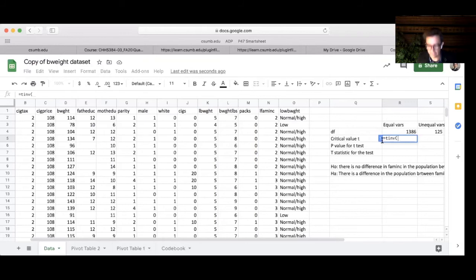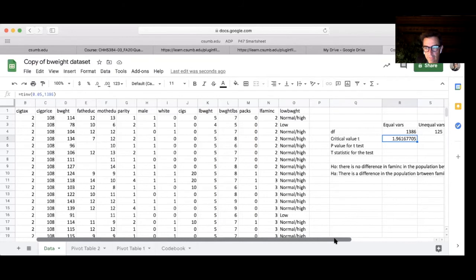And again, it's going to ask us the probability that we chose. So we're going to use 0.05, comma, and the degrees of freedom. And the degrees of freedom in this case are the whole sample size minus 2. So 1,386. Close parentheses and enter. And our critical value is 1.9616. This is a pretty large sample, so it is pretty much the same as a normal distribution.